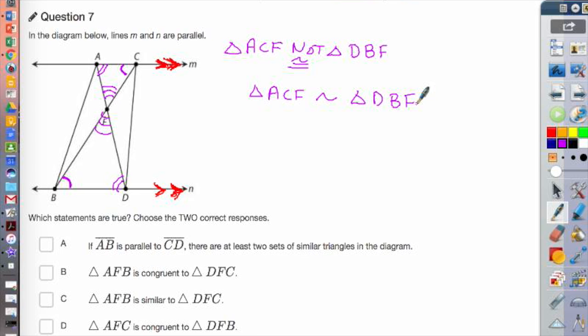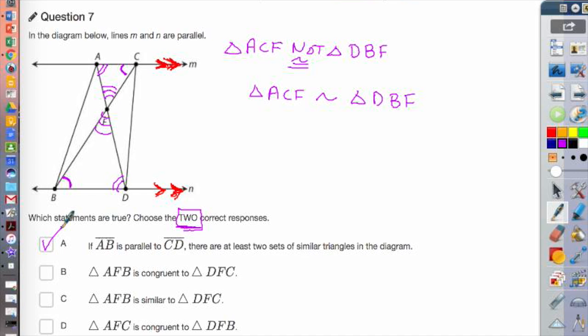Okay? We have here that if AB is parallel to CD, oh, there's only 2 correct responses. Well, that helps us out. It says AB is parallel to CD. If they're parallel, AB and CD, there are at least 2 sets of similar triangles in the diagram. Okay, well, that's true.